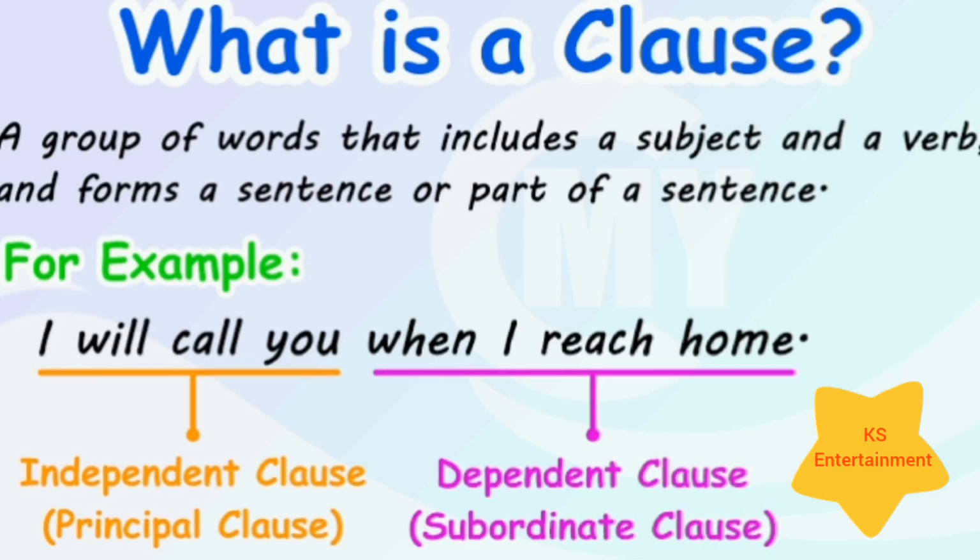Today we are going to learn what is a clause. A group of words that includes a subject and a verb and forms a sentence or part of a sentence is called a clause. For example, I will call you when I reach home. In this sentence, I will call you is independent clause or principal clause, and when I reach home is dependent clause and subordinate clause because it is not giving complete sense.